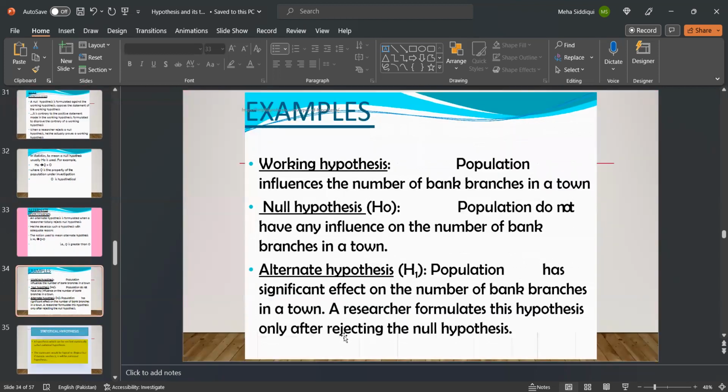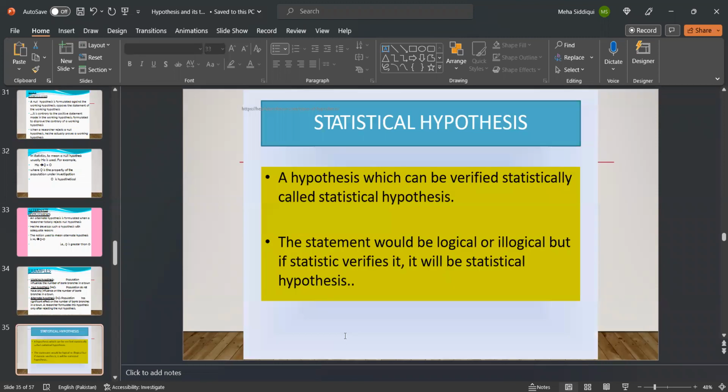Examples, working hypothesis, like population influences the number of bank branches in a town. Null hypothesis is that population do not have any influence on the number of bank branches in a town. However, alternate hypothesis that population has significant effect on the number of bank branches in a town. A researcher formulates this hypothesis only after rejecting the null hypothesis.